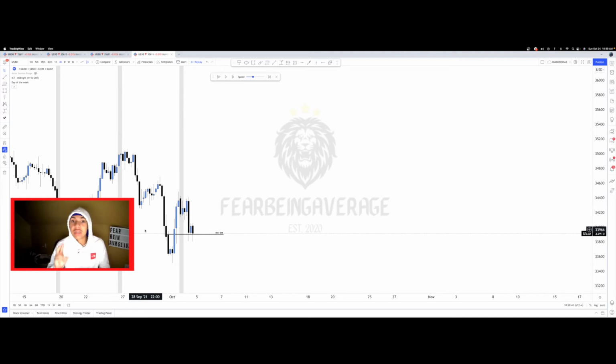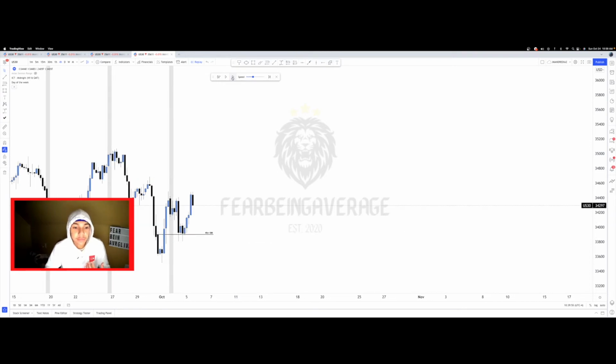Even though it did respect it a second time, you wouldn't have known that at the time of looking for these trades. You would have had it kept in your mind that, okay, this is the first time it's respecting this area. We're anticipating price to travel higher. And in this case, it did.